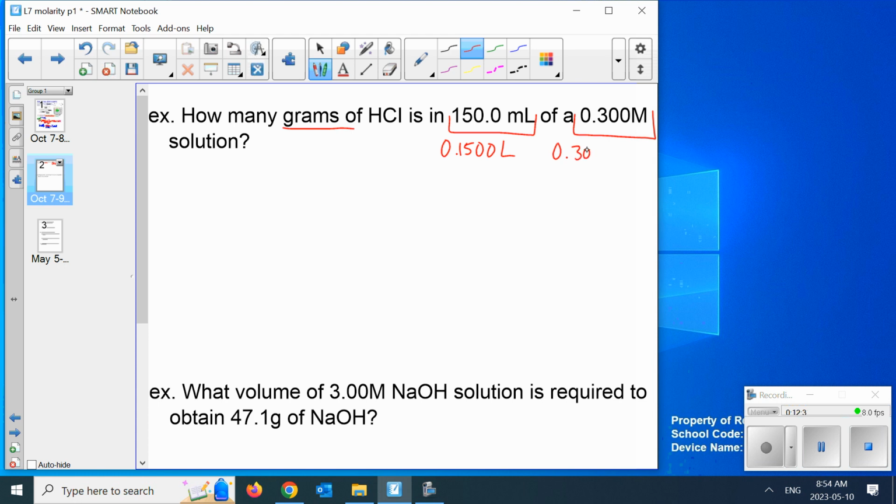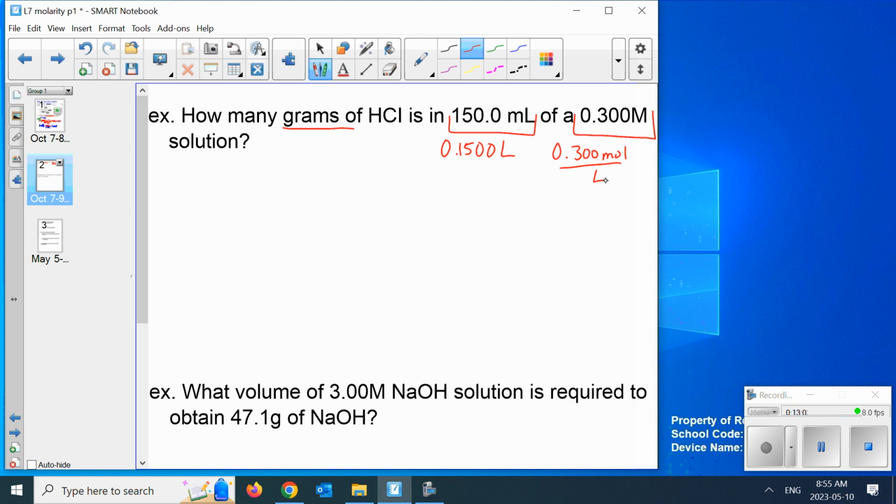0.300, and the big M stands for moles over liters. So I'm going to actually write it down as moles over liters. Keep that in mind. That's what the big M stands for. And it's a fraction, meaning I might have to flip it. In some cases, I need liters over 0.3 moles, or else 0.3 moles over 1 liter. We want grams.